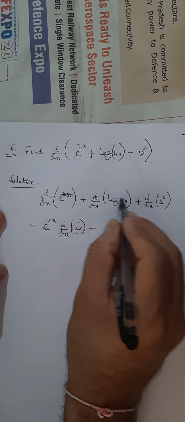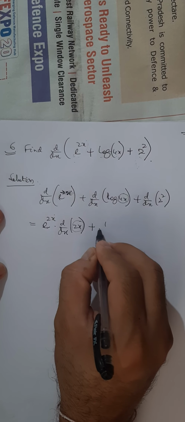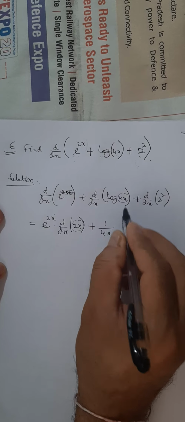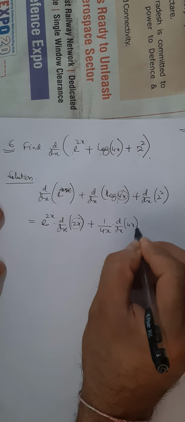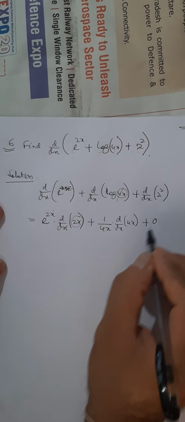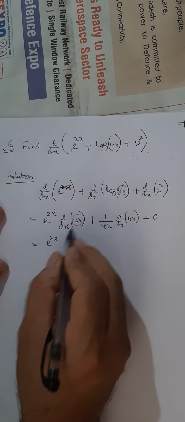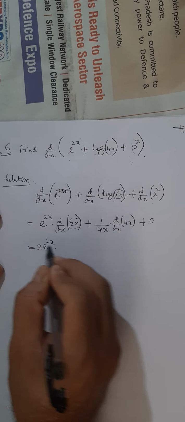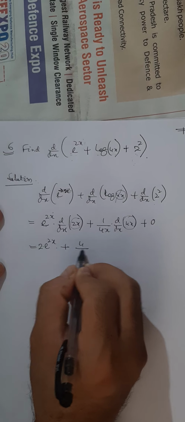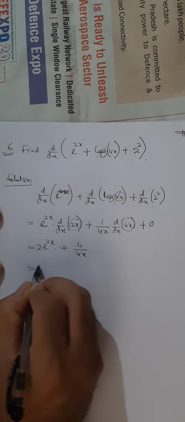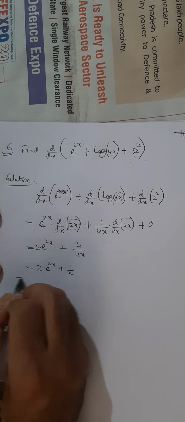Plus we imagine this as x. What's the derivative of log x? 1 upon x. So 1 upon 4x into, by chain rule, d by dx of 4x. This is just a constant, so here 0. So e raised to 2x. What is the derivative of 2x? It is just 2. So I'll write here, plus, what is the derivative of 4x? It is just 4. So 4 upon 4x. So the final answer is 2 into e raised to 2x plus 1 upon x.